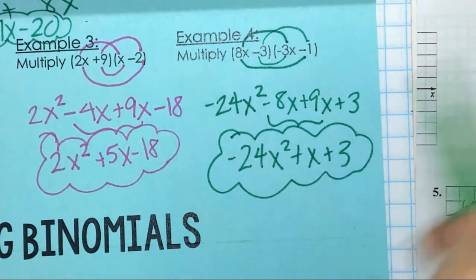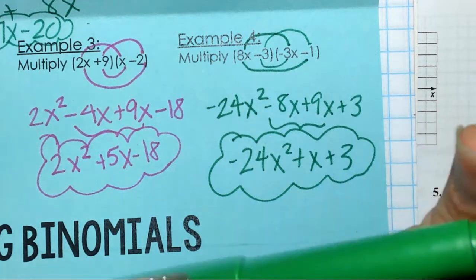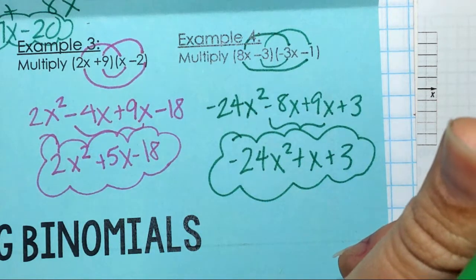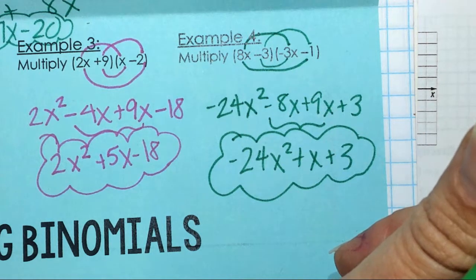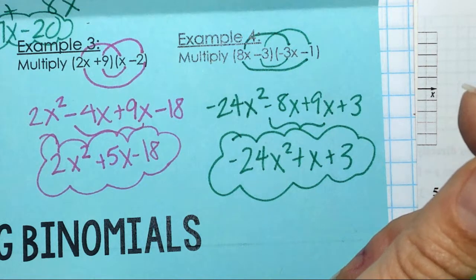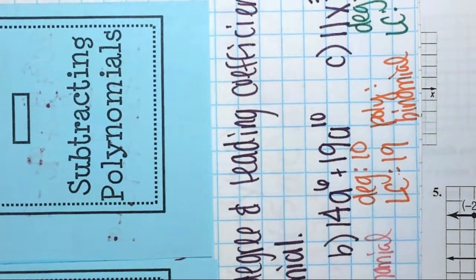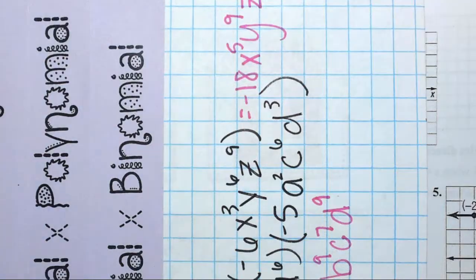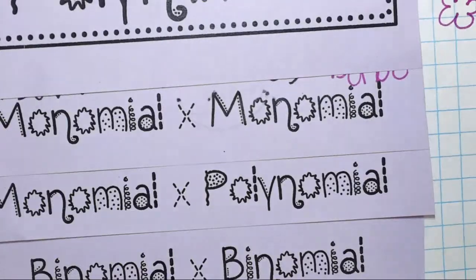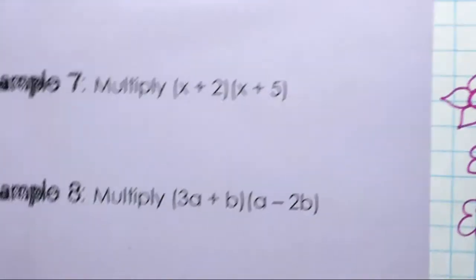Does anyone have any questions on how we did this? Are we ready for other examples? Alright, so then we had to do 7, 8, 9. Example 7.